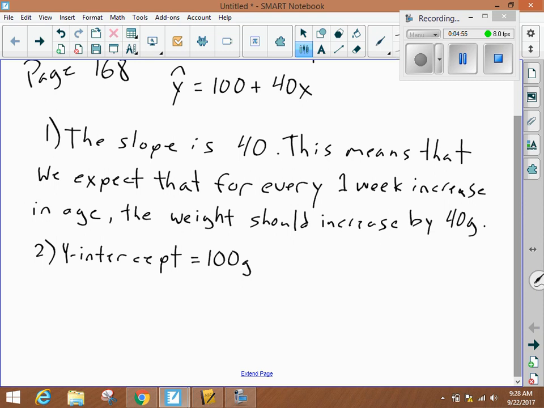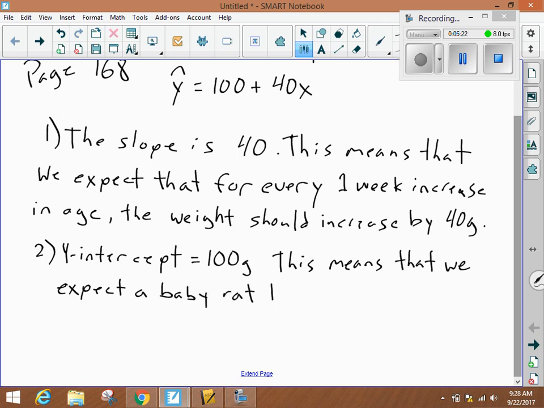Okay, so because that's at week 0, right? So this means that we expect a baby rat to weigh 100 grams.